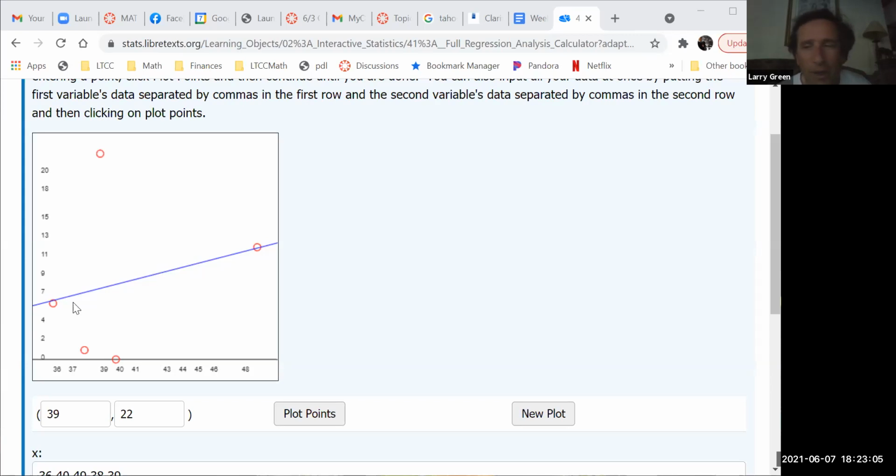Not visually, but what does the y-intercept mean? Do you remember, in algebra, what the y-intercept means? So slope is rise over run. What's the y-intercept?